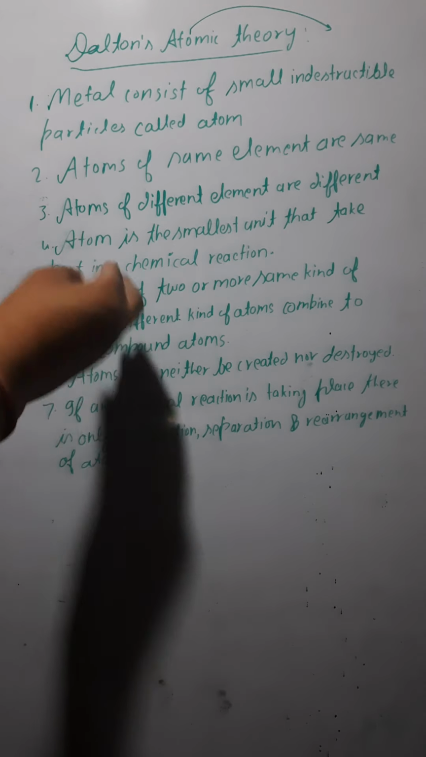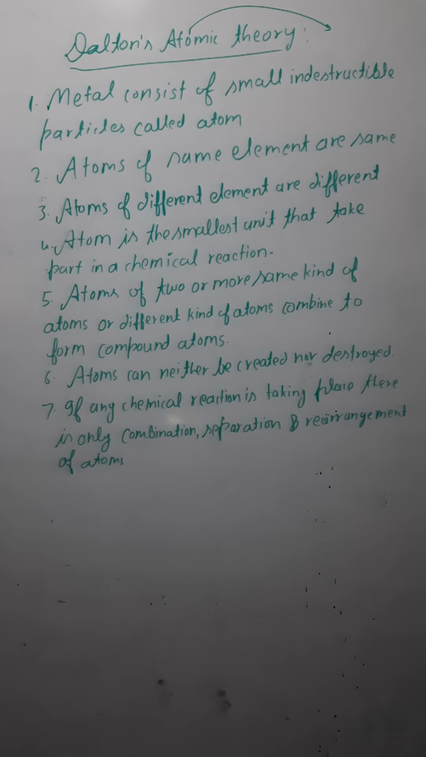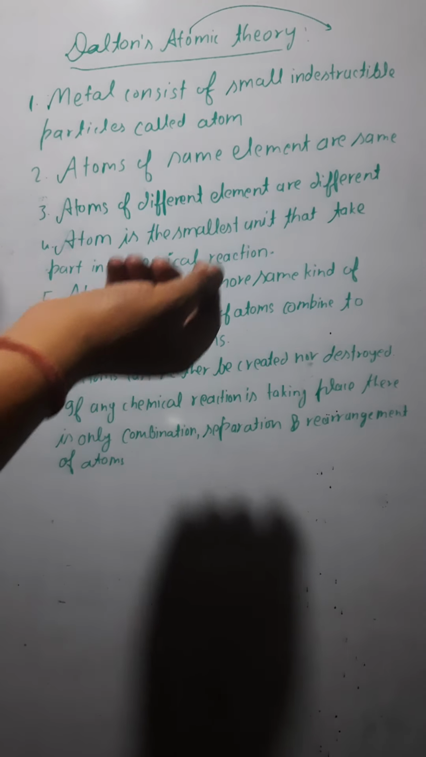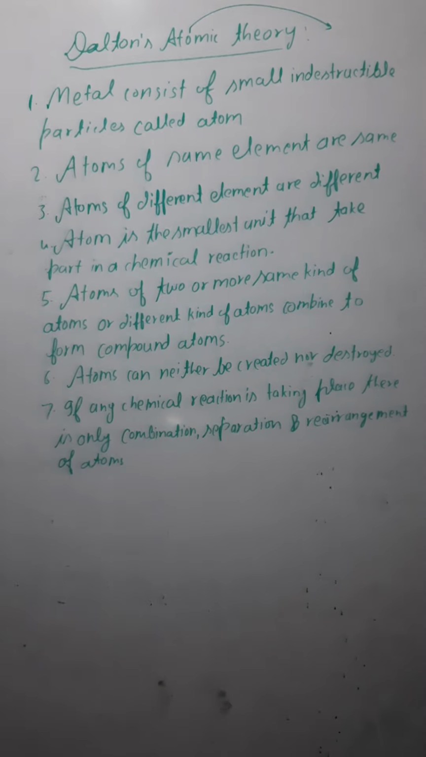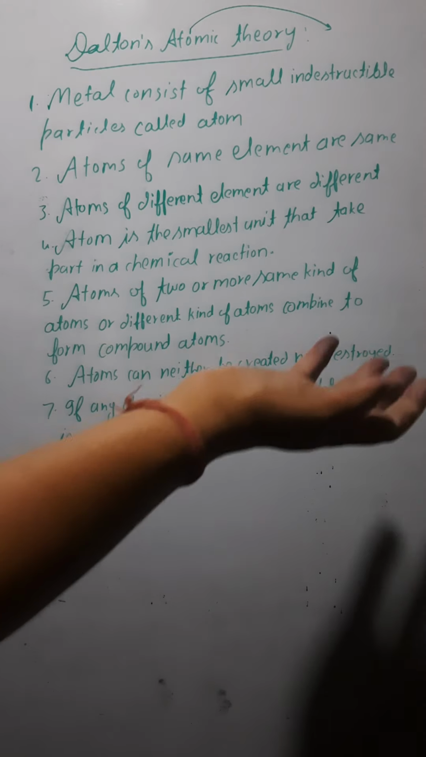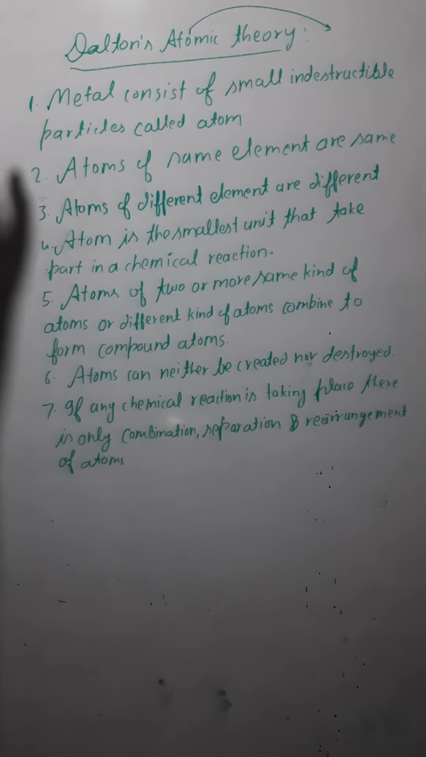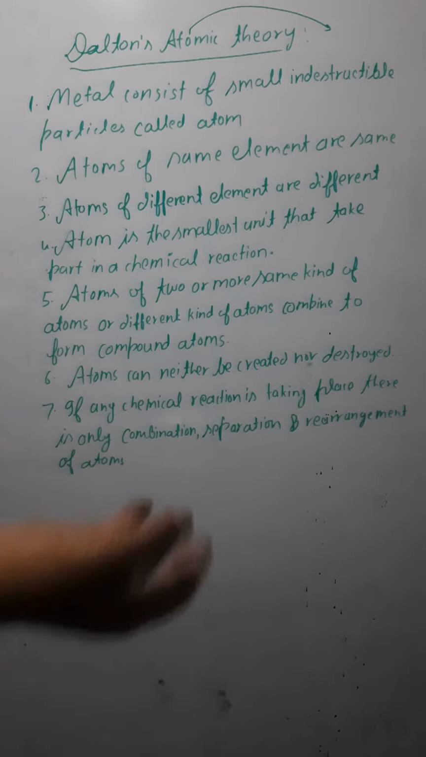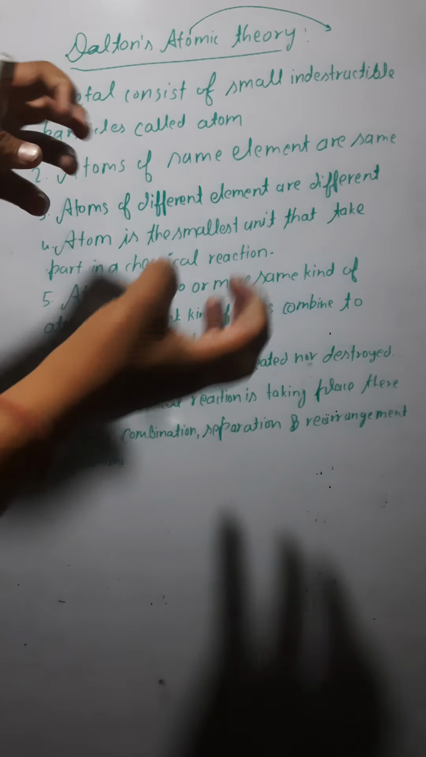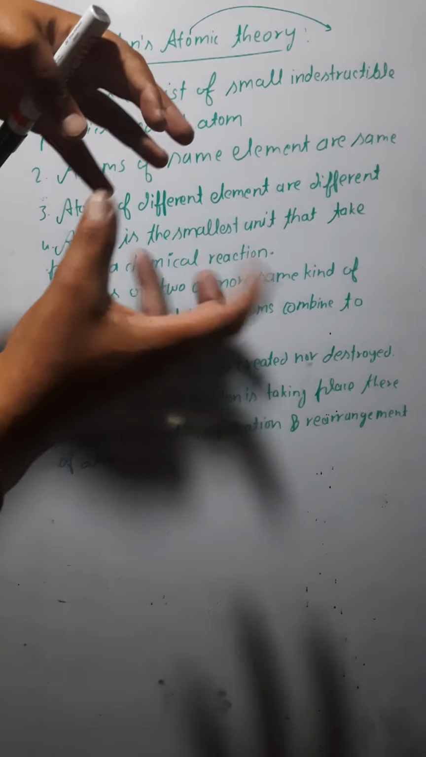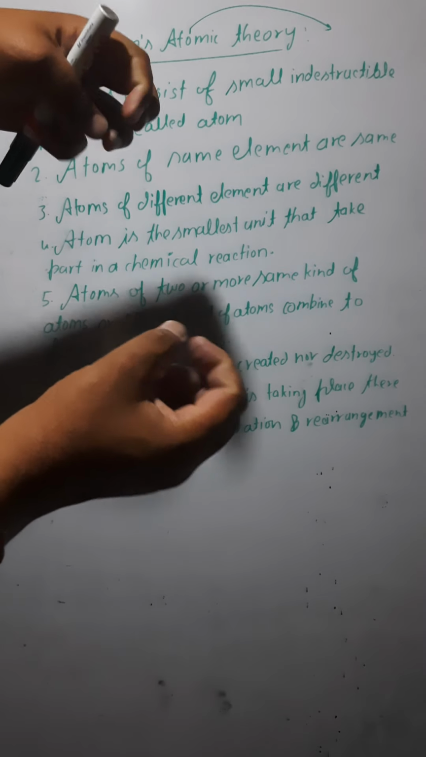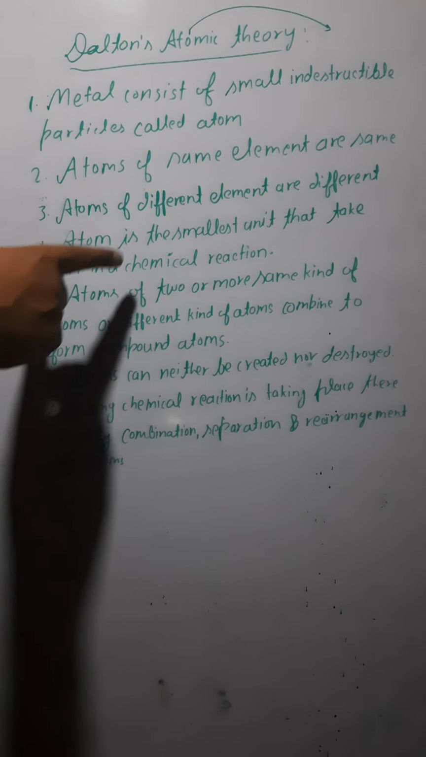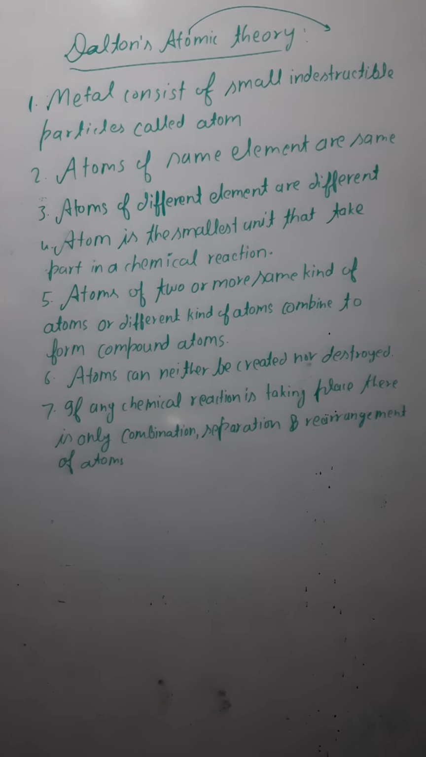The next postulate is that the atom is the smallest unit that can take part in a chemical reaction. Suppose a chemical reaction is taking place. In that chemical reaction, the atoms are the smallest units taking part. There is a rearrangement of the atoms taking place, and that is the chemical reaction. Chemical reaction means the rearrangement of atoms. Suppose two things are combining, so atoms of one element and atoms of another element are combining, rearranging and separating. That is the chemical reaction. So the atom is the smallest unit that takes part in a chemical reaction.